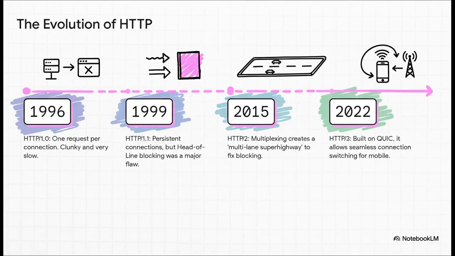But this language has had to evolve a lot to keep up with the modern web. The old HTTP/1.1 suffered from something called head-of-line blocking. You can think of it like a traffic jam on a single-lane highway. If one file got stuck, everything behind it had to wait. Then HTTP/2 came along and fixed that by turning it into a multi-lane superhighway. And most recently, HTTP/3 was basically designed for the mobile world. It lets you switch from your Wi-Fi to cellular data without just dropping the connection, making the whole experience way smoother.